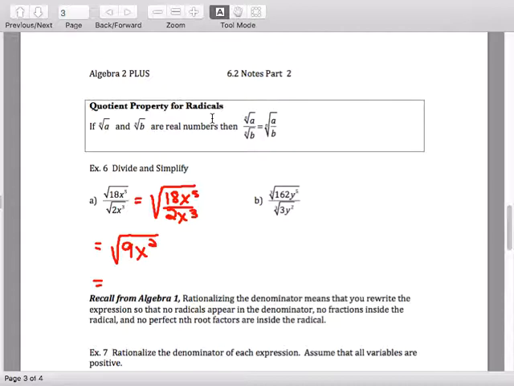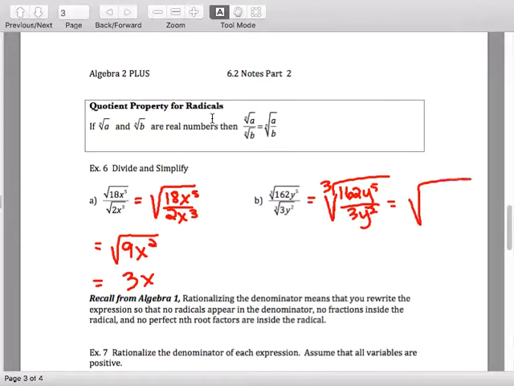Now, how does this one simplify? 3x, right? That's just 3x. Okay, what about this one? It's a cube root, so I'm going to make it 162y to the 5th over 3y squared. So if you had a calculator, this would give you 54y cubed.